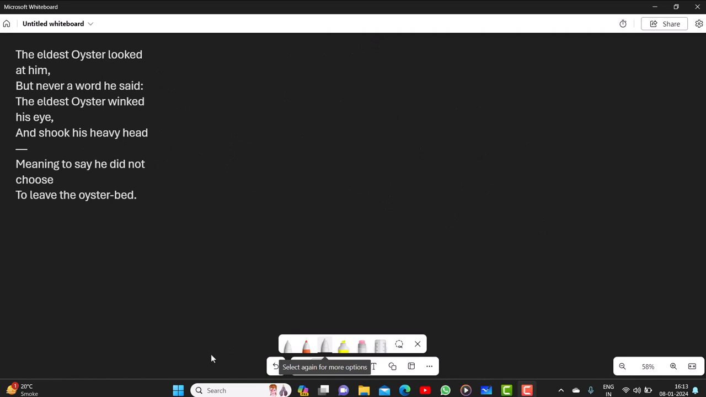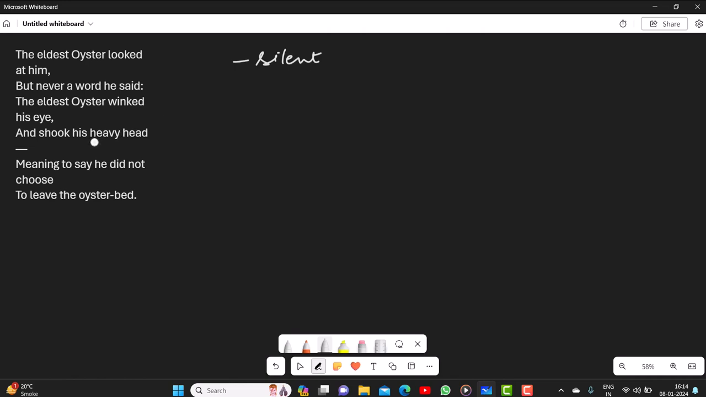Now please read these lines carefully. The eldest oyster looked at him, but never a word he said. The eldest oyster winked his eye and shook his heavy head. Now the eldest oyster remains silent while looking back at the walrus. He then winks and shakes his head sadly.